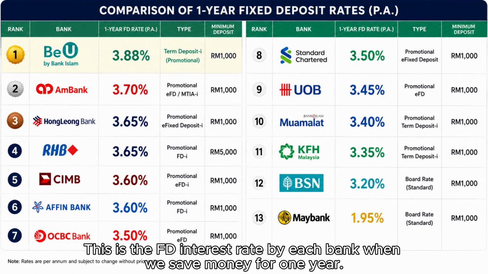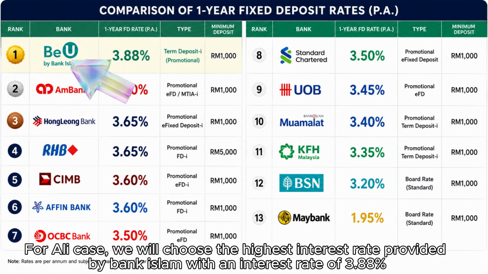This is the fixed interest rate of each bank when we save money for 1 year. For Ali's case, we will choose the highest interest rate, provided by Bank Islam, with an interest rate of 3.88%.